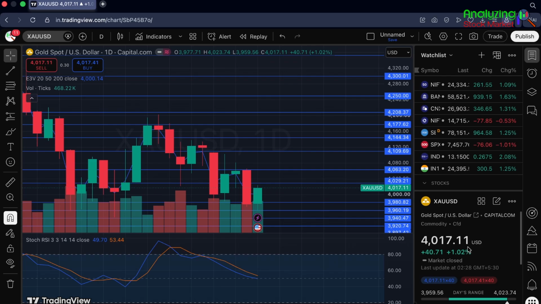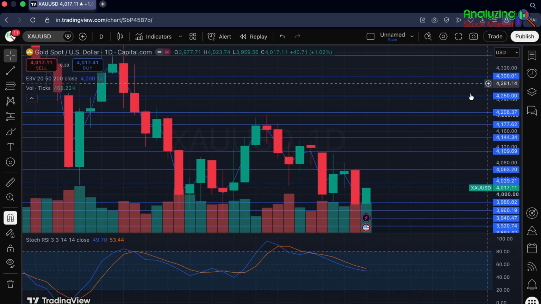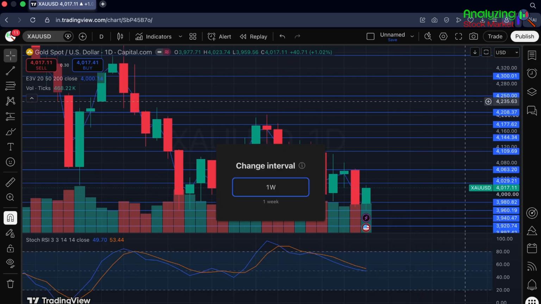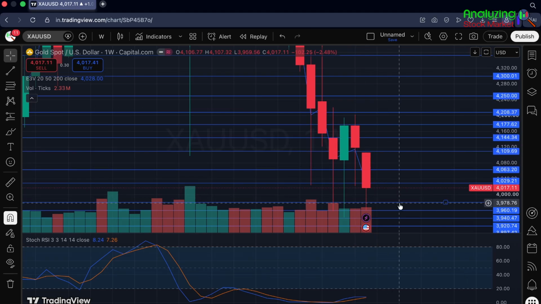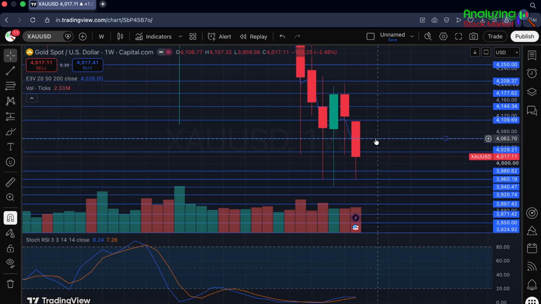Here I'll be talking about what is going to happen in the coming week. I'll also be marking some important support and resistance zones, which will help you take better stop loss and target levels according to your bias for this week. Let's straight away check our weekly chart and see what happened during last week's momentum. This is a weekly chart.